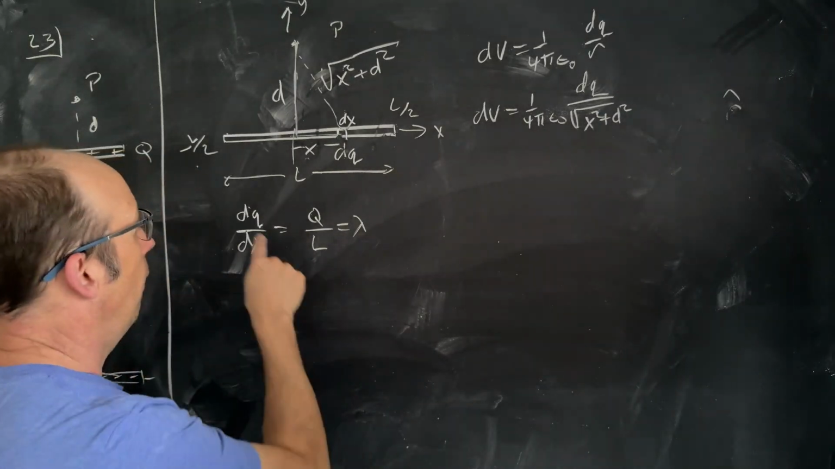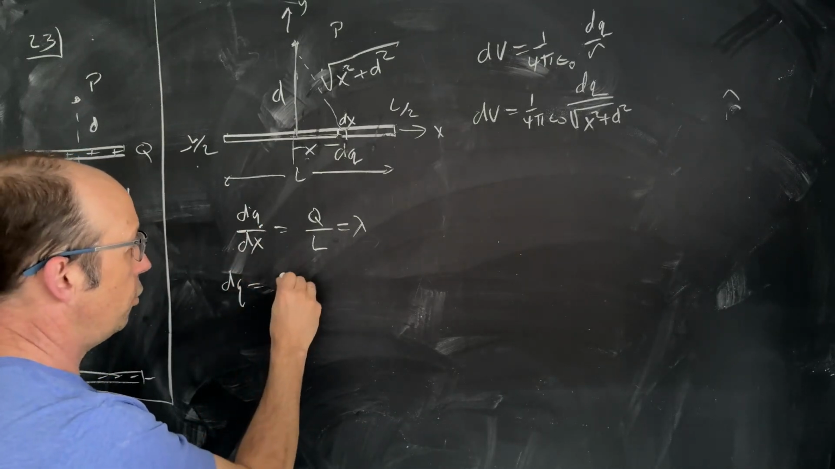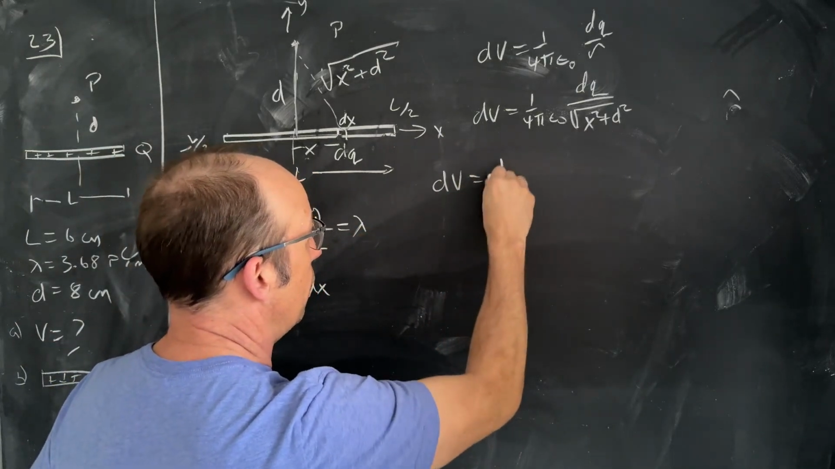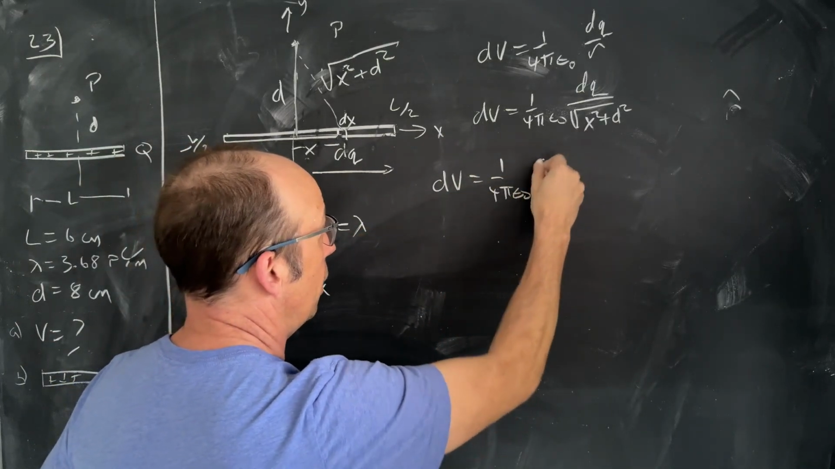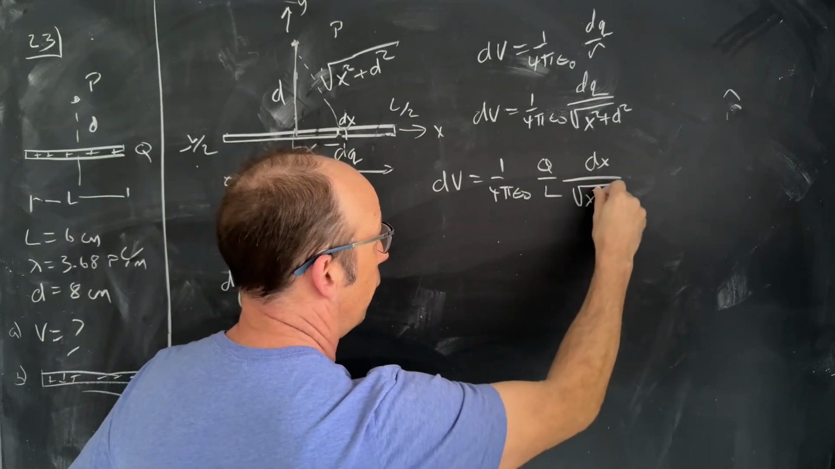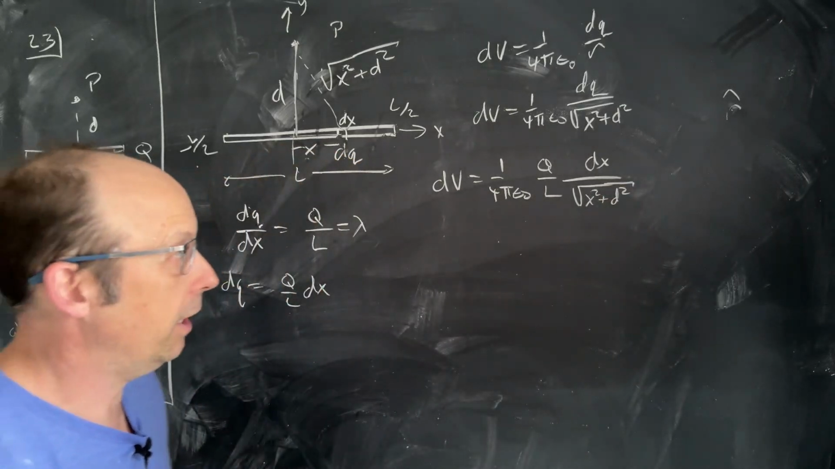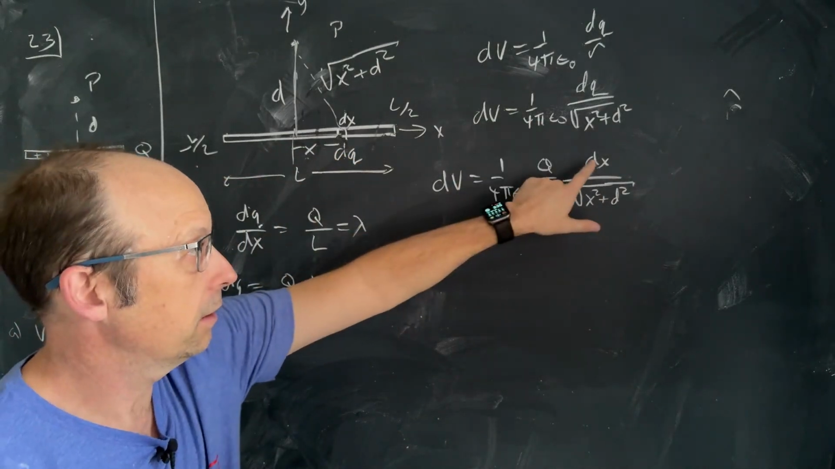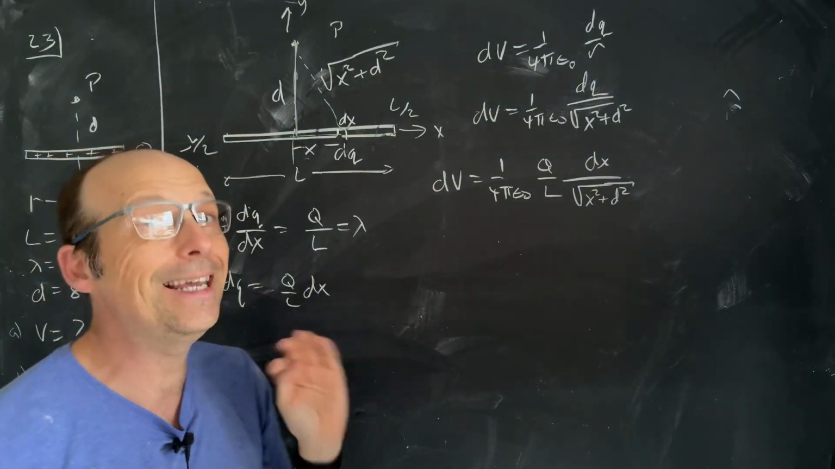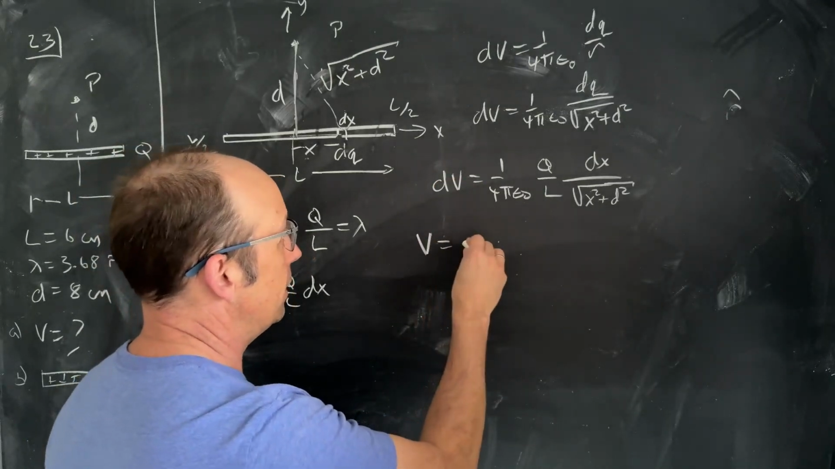So if I solve that for dq, I get dq equals q over L dx. And if I put that in up here, I have dv is 1 over 4 pi epsilon naught q over L dx over the square root of x squared plus d squared. Now I can integrate. All that stuff's a constant. The integration variable is dx, the only variable I have is x. So it is integrable.